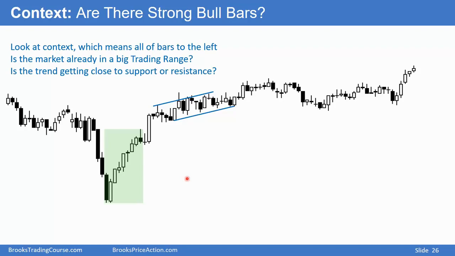I'm always looking at context, and by context I mean the bars to the left. Is the market already in a big trading range? Is the trend getting closer to support or resistance? Does this look like a strong bull trend? Are there consecutive big bull trend bars closing on their highs, or do bull bars have tails on top? Do bull bars lead to bear bars? Are there a lot of small dojis? If that's the case, then even though it's still in a bull trend, it probably is soon going to evolve into a trading range.